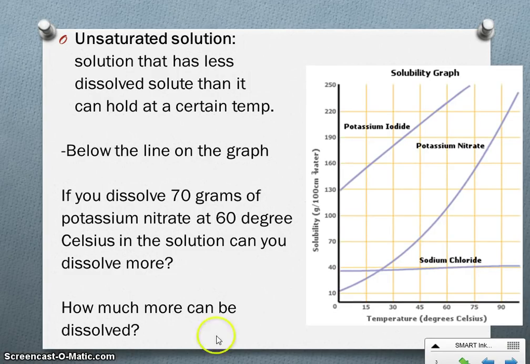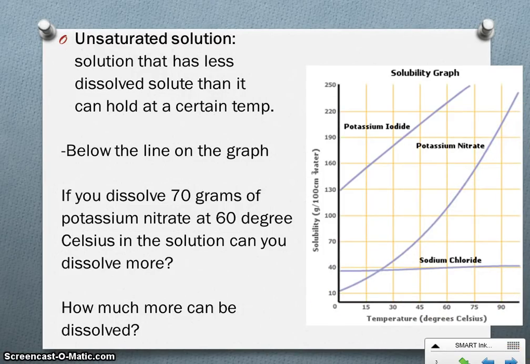Okay, well, how much more could we dissolve then? Well, you can dissolve more until it's full. Well, at 60 degrees, what's the most that will fit in there? Well, we go up to the line. Looks like it's about 110. Okay, so we only dissolved 70. We could dissolve up to 110, so how much more can we add? That's 40 more grams to go from 70 up to 110. Okay, now remember, anything below the line is considered unsaturated.